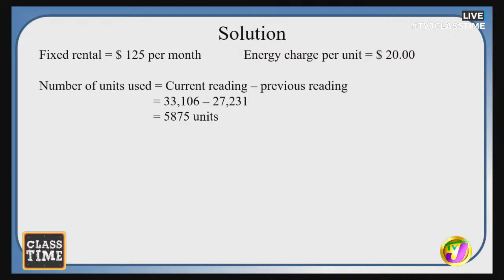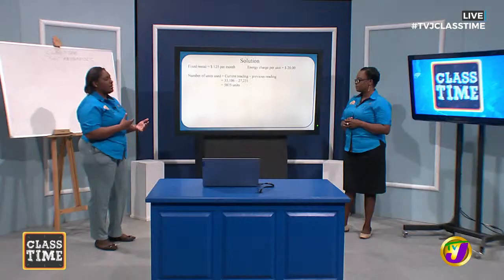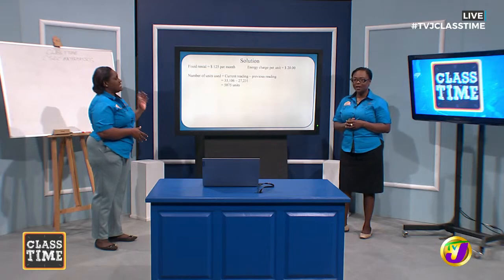We find the units. We find the difference, and the difference would be 5,875 units. Okay, so now we have the information. You think we have all the information we need to work with? We have all the information that we need to work with. I hope that the brains are calculating already.